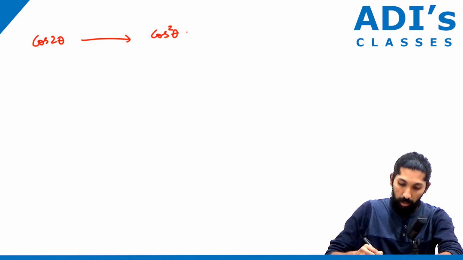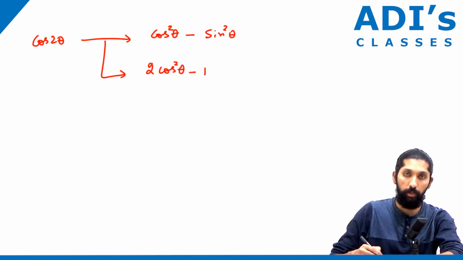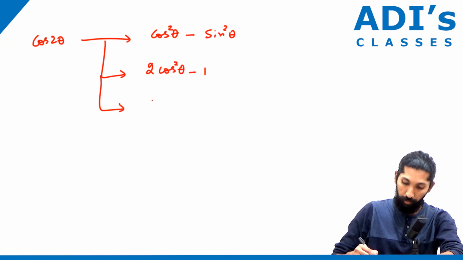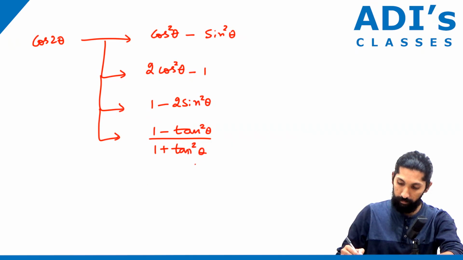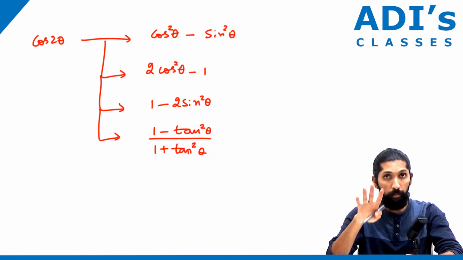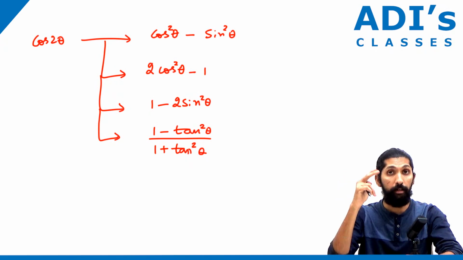Cos 2 theta, this is equal to, the first formula is what? Cos square theta minus sin square theta. The second is 2 cos square theta minus 1. Third one, 1 minus 2 sin square theta. Next is 1 minus tan square theta divided by 1 plus tan square theta. So there are 4 formulas for just one multiple angle. Clear? Now we'll do tan 2 theta.